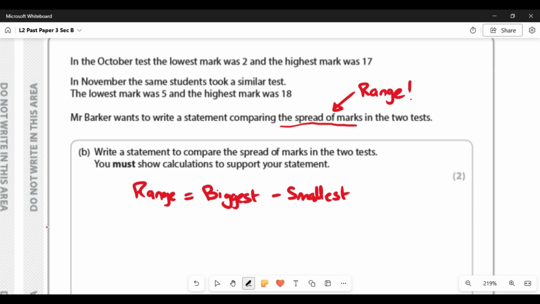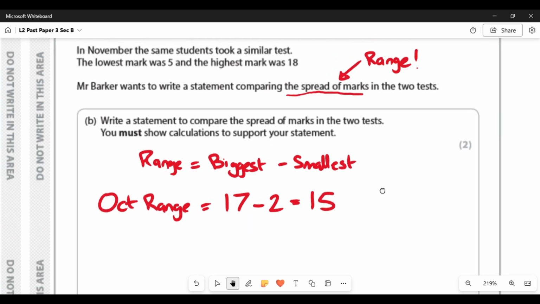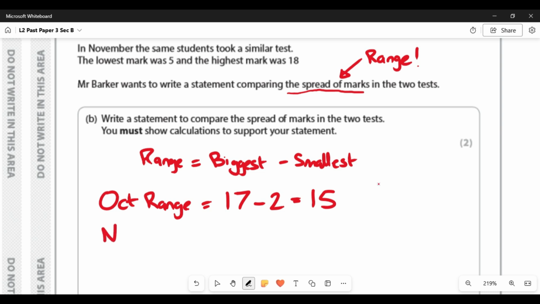So let's work out the October range. For October, the biggest one was 17. Take away the lowest one, which was 2, which obviously is 15. And then let's work out the November range. In November, the highest mark was 18, and the lowest mark was 5, which is 13.